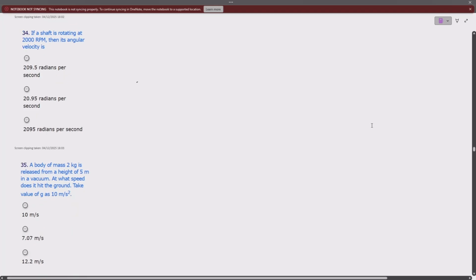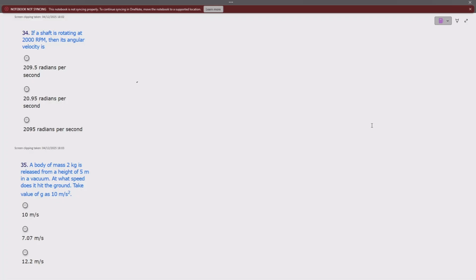Question number 34. If a shaft is rotating at 2000 rpm, then its angular velocity is. When you are converting rpm into radians per second, you multiply by 2 pi divided by 60. So rpm times 2 pi divided by 60 is going to give you rads per second. So in this situation, we have 2000 rpm times 2 pi divided by 60.